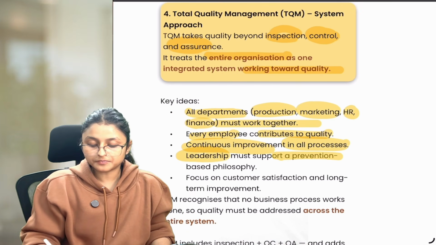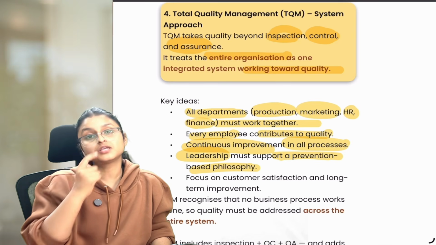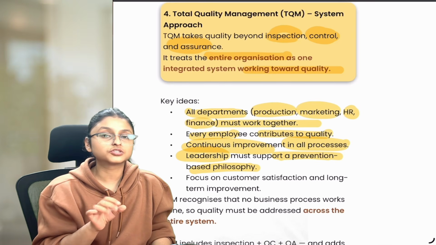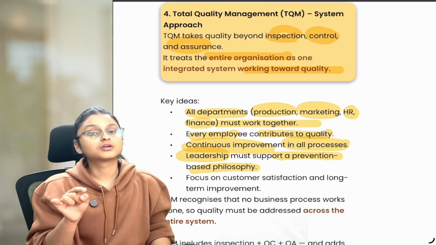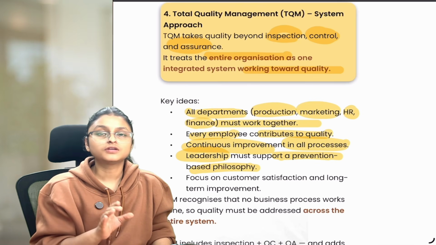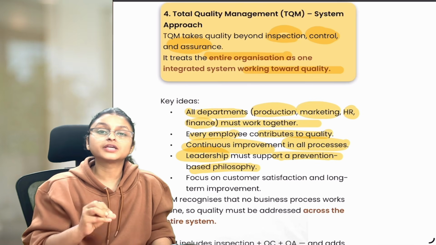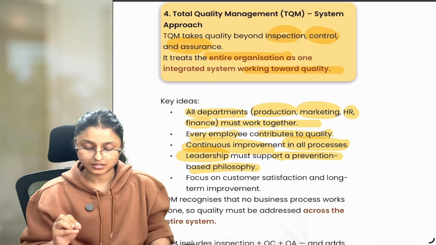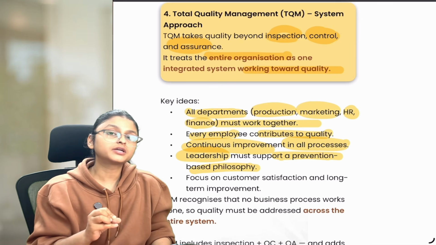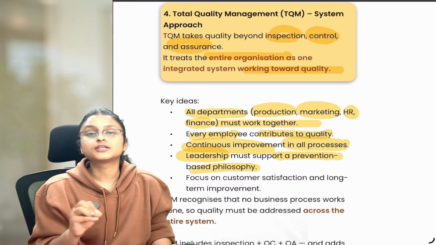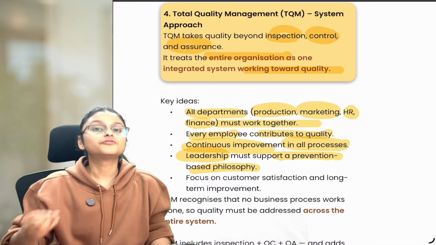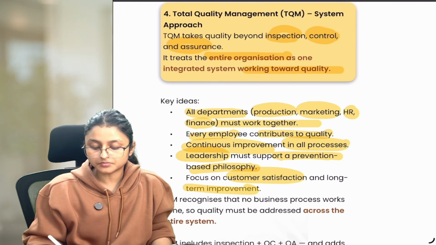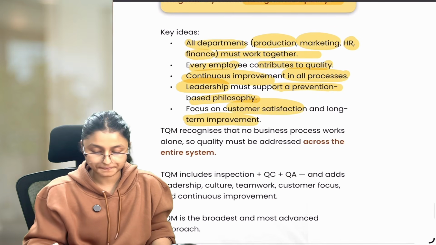Leadership must support a prevention based philosophy. Now it's very important when you are applying TQM, that is total quality management, that management should involve themselves. Management should have faith in TQM, then only the whole organization will be able to follow that. If management is not supporting it, then total quality management will not be helpful for the organization. Focus on customer satisfaction and long-term improvement is the main focus of TQM.